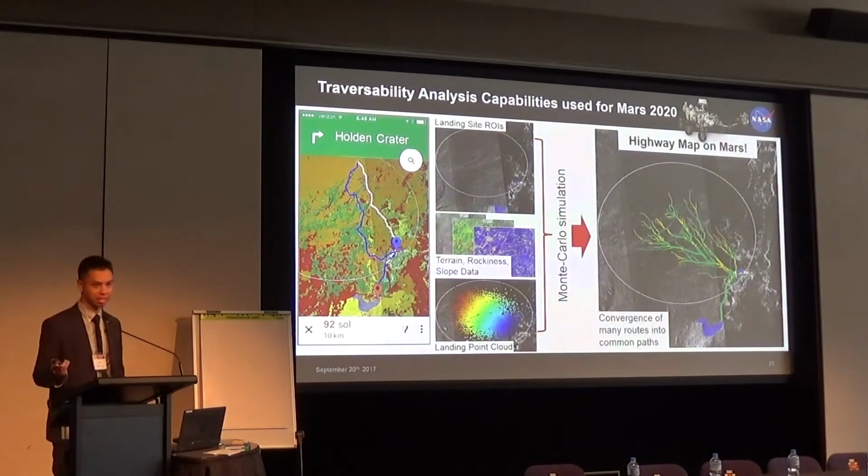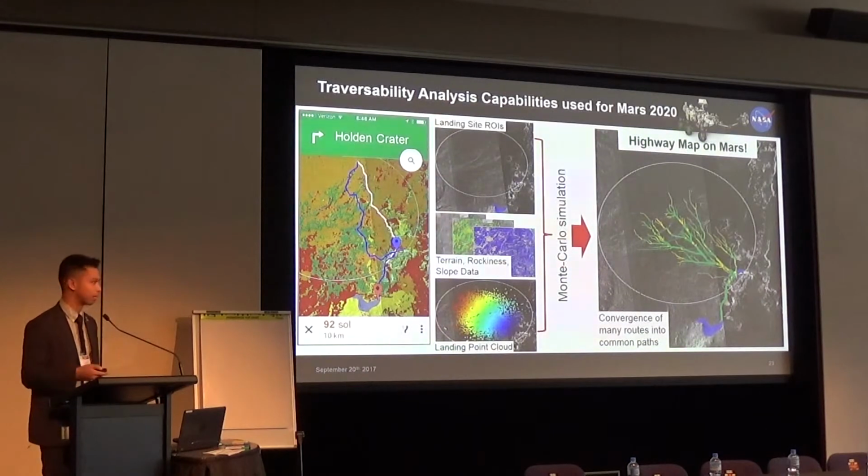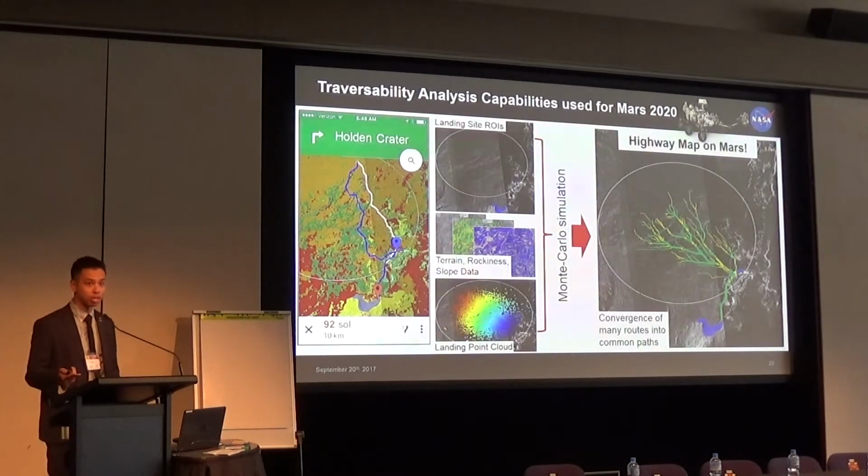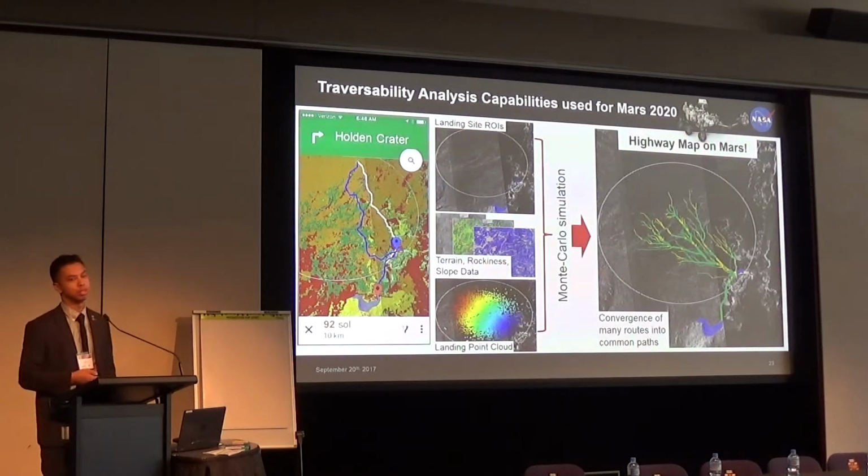So landing is a stochastic phenomenon on Mars. You have a landing point cloud. If we do a Monte Carlo simulation of these paths to these regions of interest from all these landing points, you start to get a convergence of many routes into common paths. So essentially, we can define where the highways are on Mars, where we're going to have mass transportation of materials between different regions of interest in our processing sites.